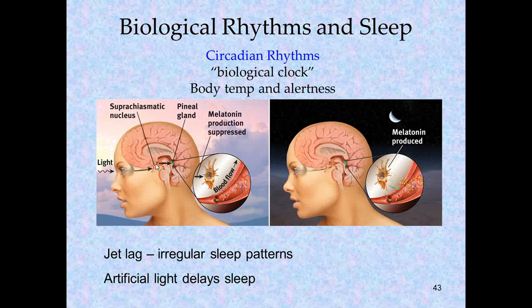Now, there are a number of things that regulate our circadian rhythm when it comes to sleep, and one is exposure to light and darkness. When light enters our eyeball, it strikes certain receptors on our retina that then send messages to what's called the suprachiasmatic nucleus. It's part of our hypothalamus.